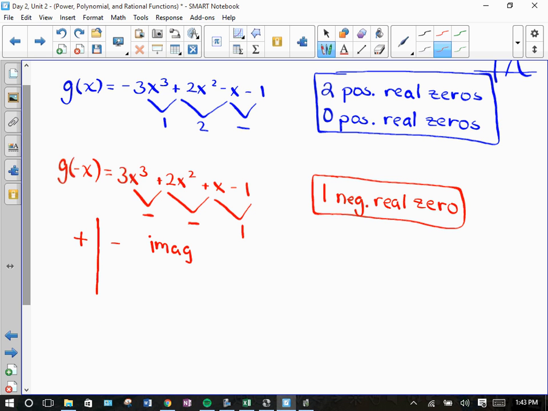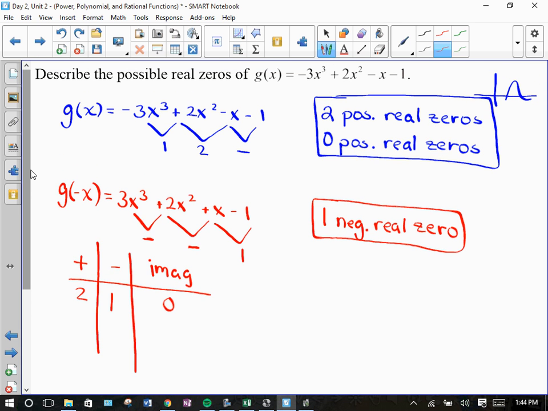Alright? I'm going to make a table that describes the nature of my zeros. Alright? I know I could have 2 positive real zeros. Right? I know for a fact I have 1 negative real zero. 2 plus 1 is 3. 3 zeros. We said this function has 3 zeros. So how many imaginary zeros do we have? 0. Because when I add these numbers up, it has to equal 3. And there are only 3 zeros.